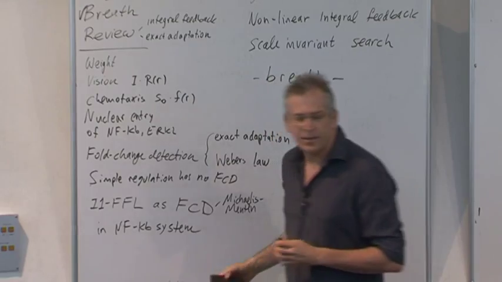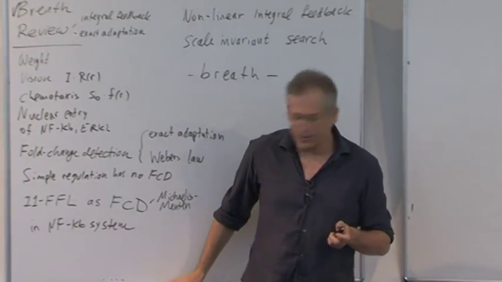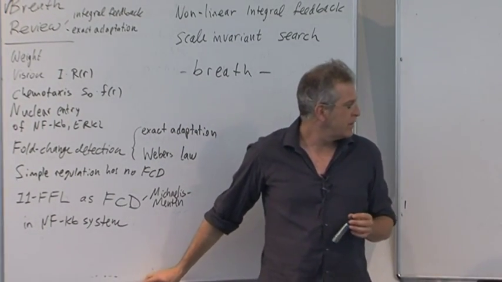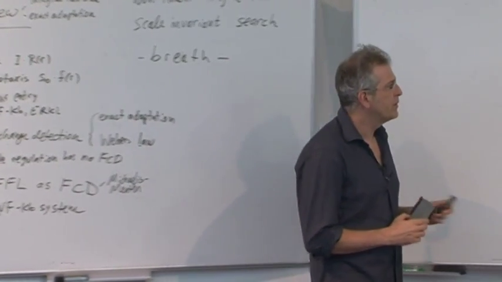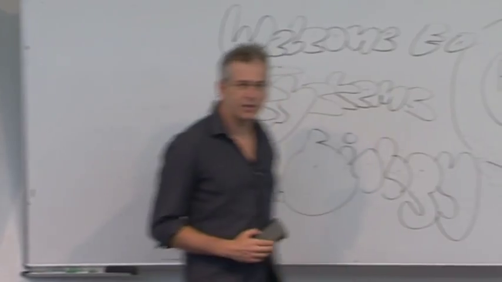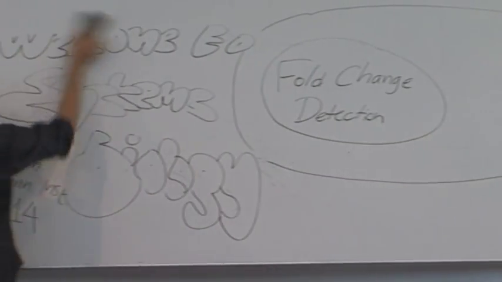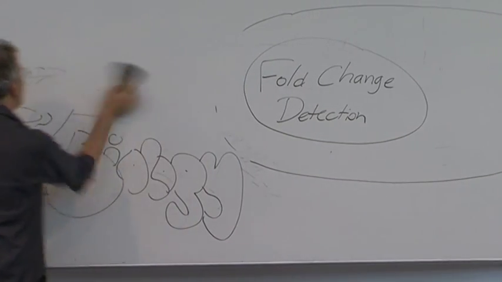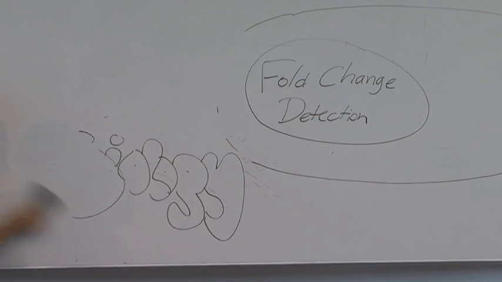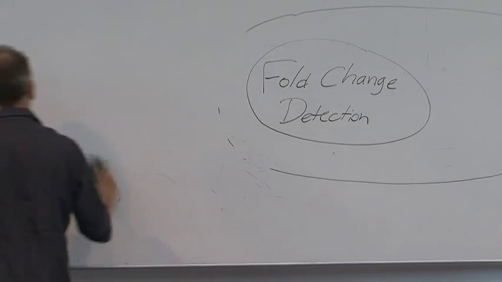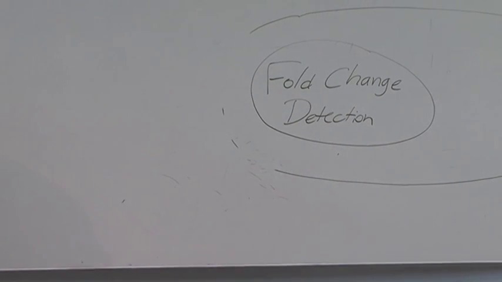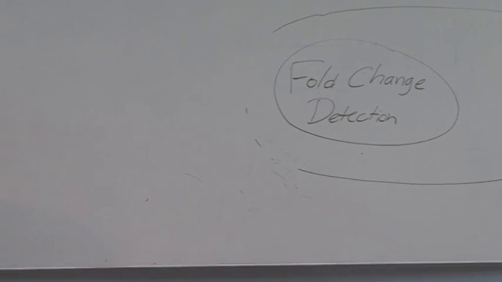All right. So in the last lecture, we talked about bacterial chemotaxis. In this lecture, we'll talk about fold change detection. That's the title. So I want to make a small review. Let's start with where we are on the course plan.